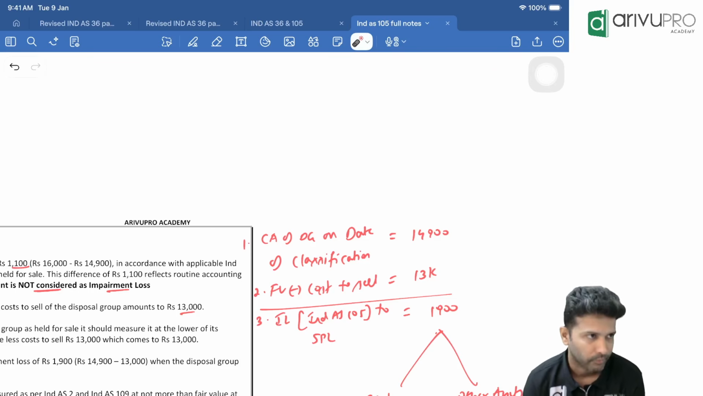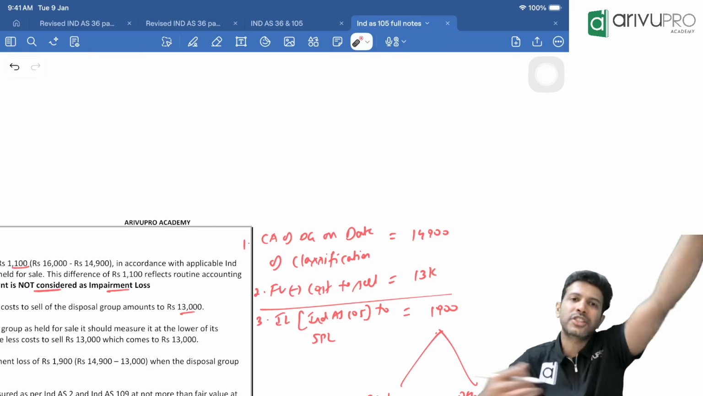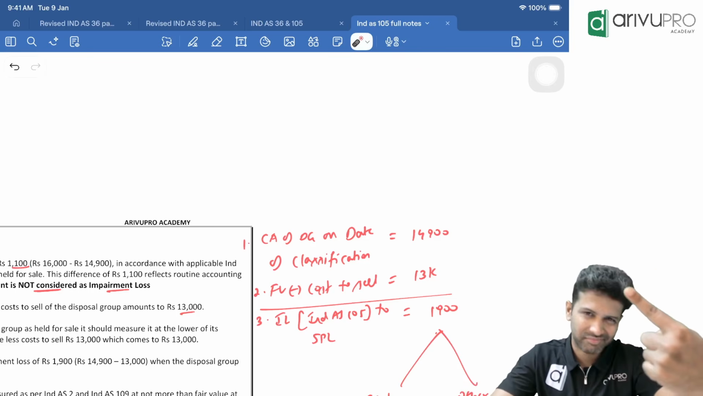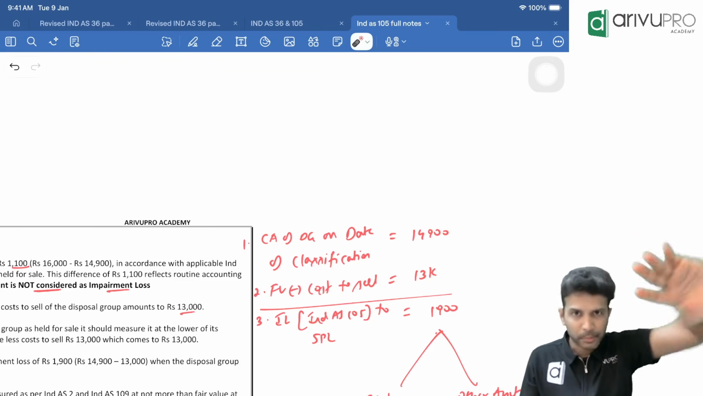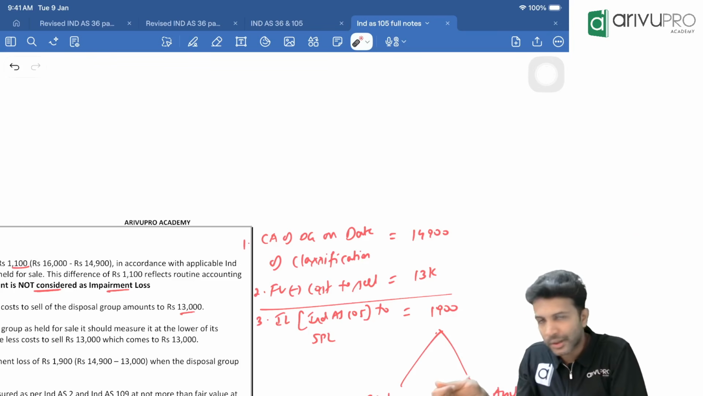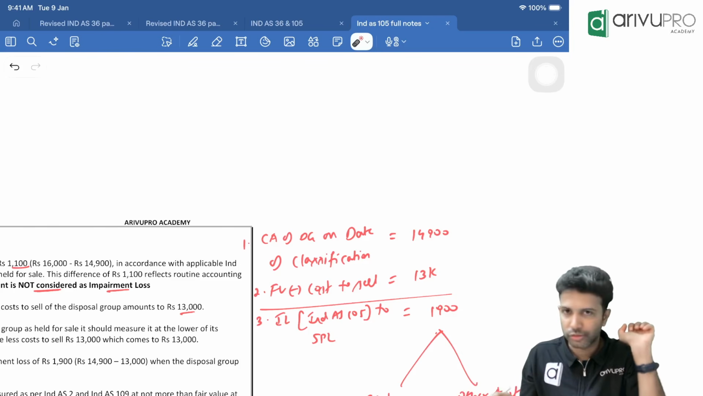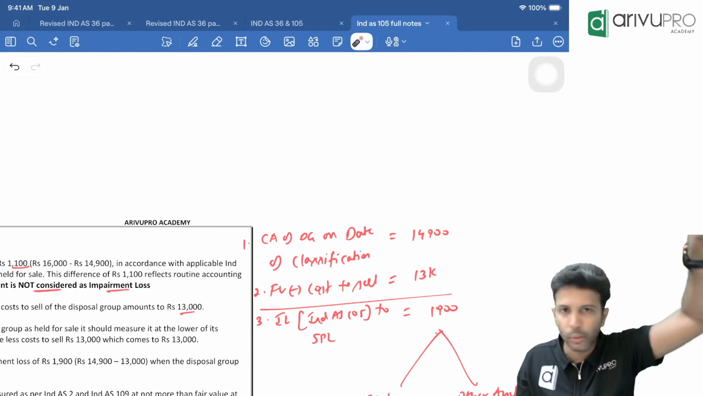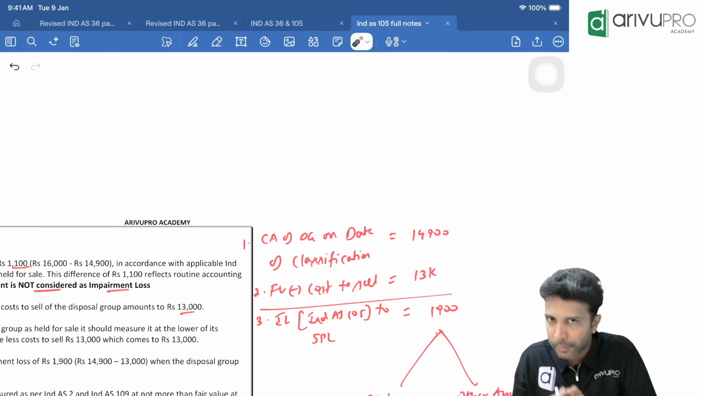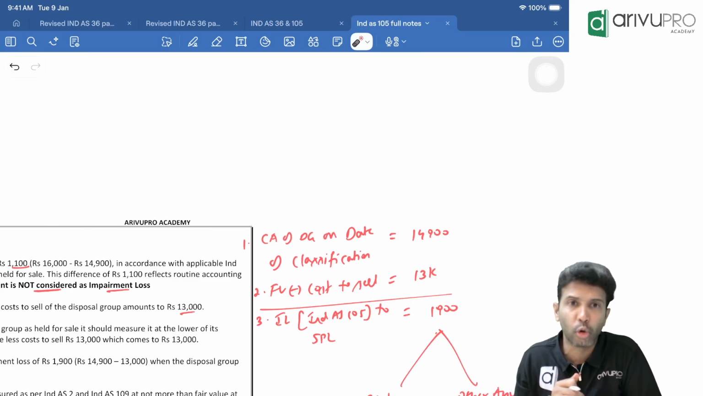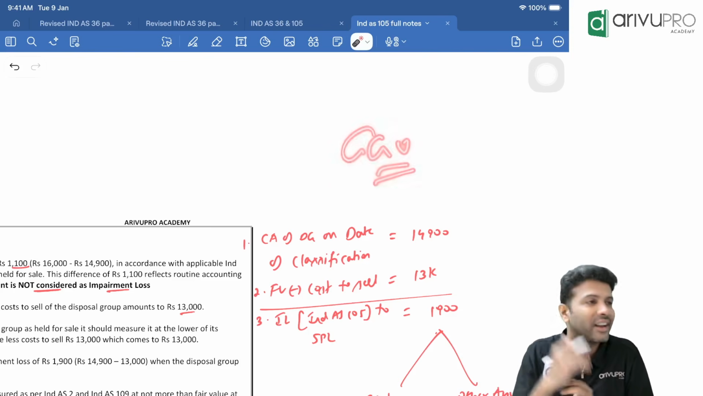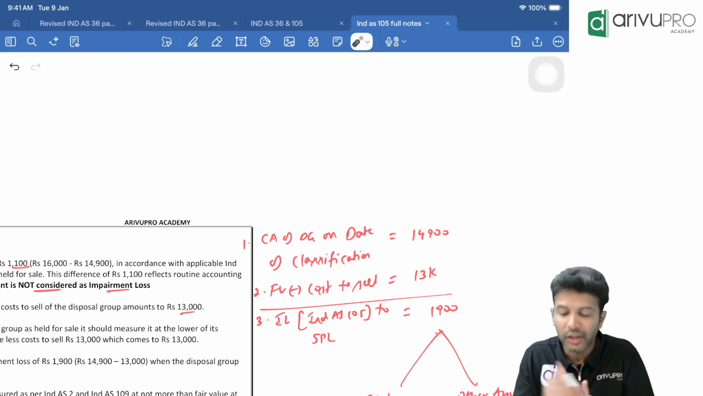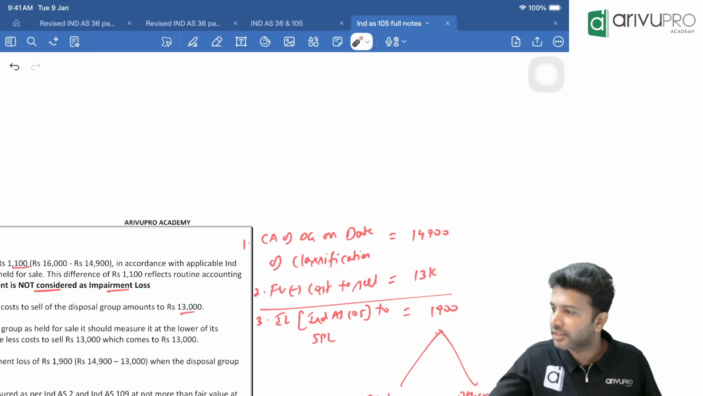Correct, sir? Fine. In the first question, what we did was an individual asset. It was one asset, so this impairment loss you assign to only one asset, because Ind AS 105 applies to an individual asset and also a group of assets. The first problem was an individual asset under Ind AS 105. Now here it is not an individual asset, it's a DG, a disposal group. Group means you have multiple assets, right? So that means it is like a CGU. You remember Ind AS 36, we did CGU. CGU means group.